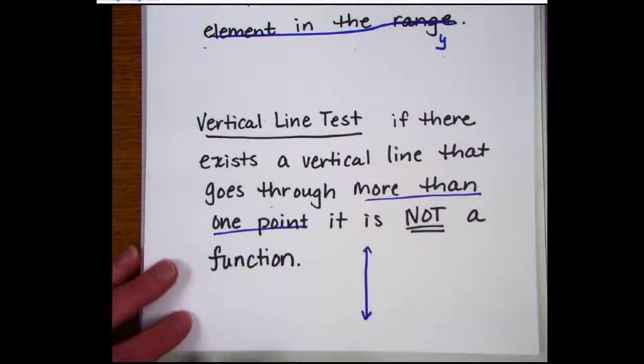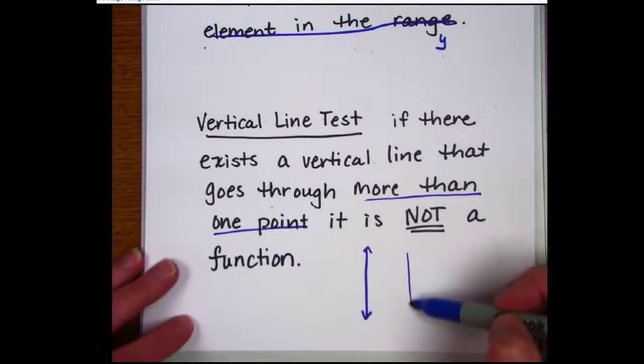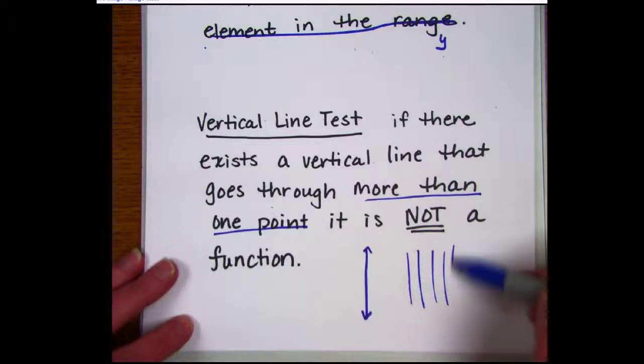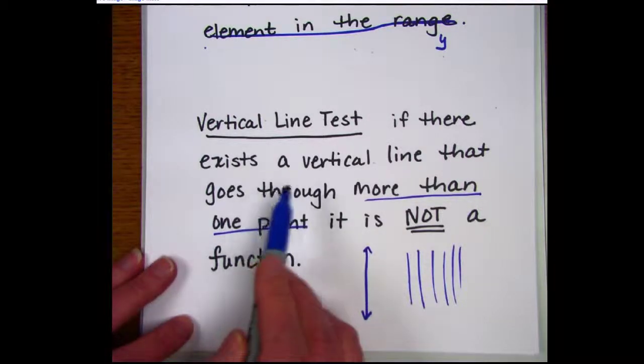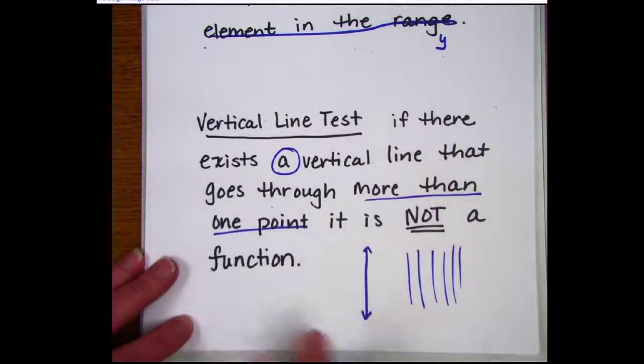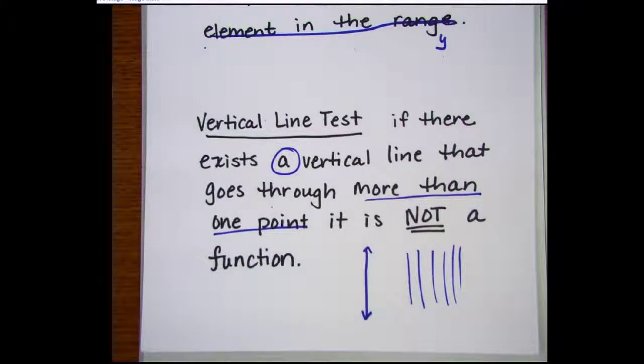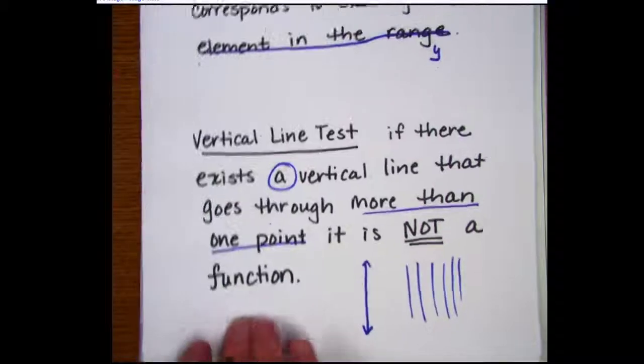So the way this works is we take a graph, we imagine that we're drawing vertical lines on the graph, and if there exists one, notice that this is an A, if there exists one vertical line that goes through more than one point, then it is not a function. So to demonstrate that, I have a few examples to start off with.